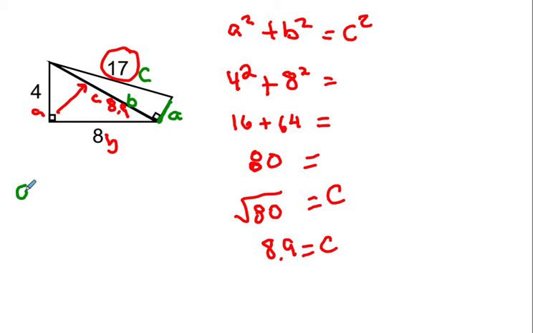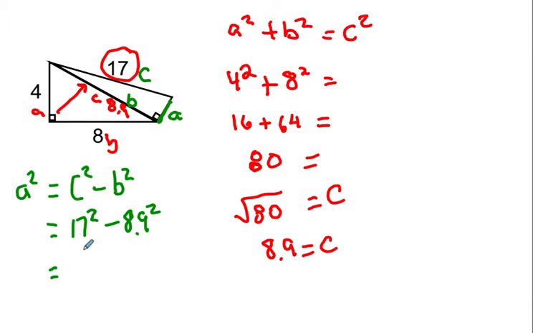But again, I'm going to use my Pythagorean theorem. I'm just going to use the version that lets me find the missing leg. So A squared is going to be C squared minus B squared. In this case, I'm going to take my C squared, which is 17 squared, minus my 8.9 squared. Well, that one should be easy because remember it was over here, it was 80. So 17 squared is 289. I'm going to minus 80, which means that A squared is 209.